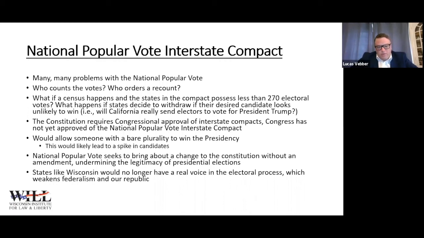So the national popular vote, as I said, seeks to bring about a change to the Constitution without amendments. It undermines the legitimacy of our presidential elections.